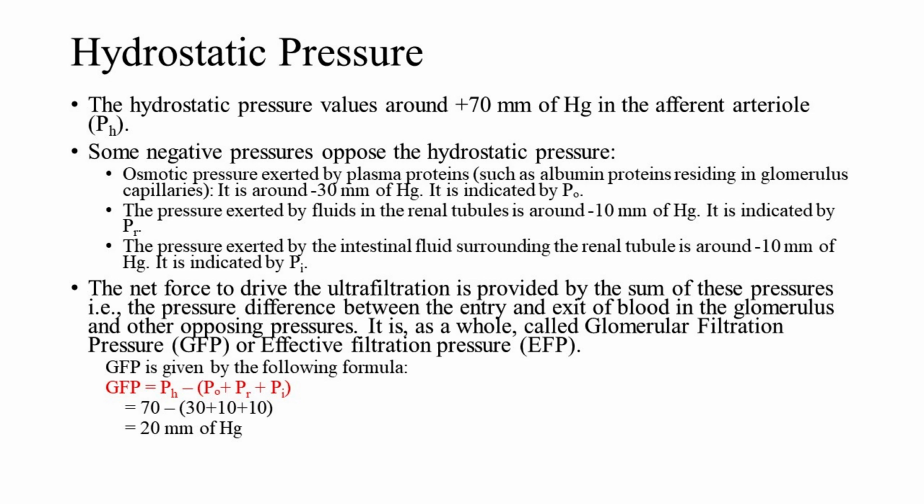The net force to drive the ultrafiltration is provided by the sum of these pressures, i.e., the pressure difference between the entry and exit of blood in the glomerulus and other opposing pressures. It is, as a whole, called glomerular filtration pressure, GFP, or effective filtration pressure, EFP. GFP is given by the following formula. GFP equals PH minus P plus PR plus pi equals 70 minus 30 plus 10 plus 10, equals 20 millimeters of Hg.